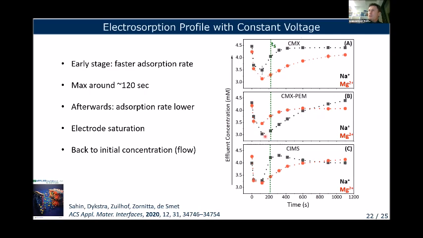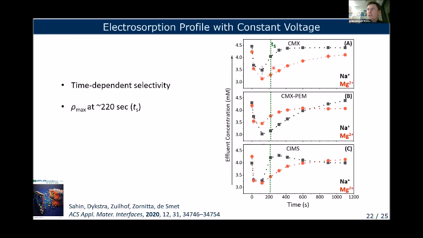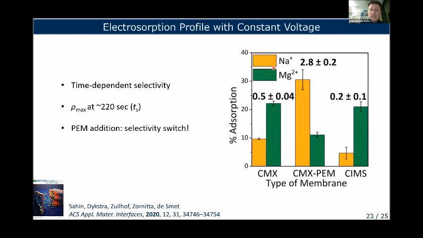But of course, the interesting window here now is around this minima. This is the dip in terms of getting the lowest concentration, and the dashed line here, TS, is the time that we identified. Here it was 220 seconds, where we had the maximum rho, so the maximum selectivity. And that's also what we calculated. And if you do that, you get a plot like this.